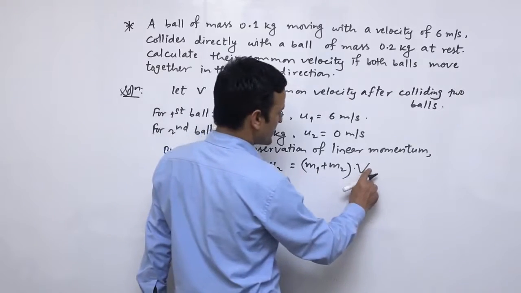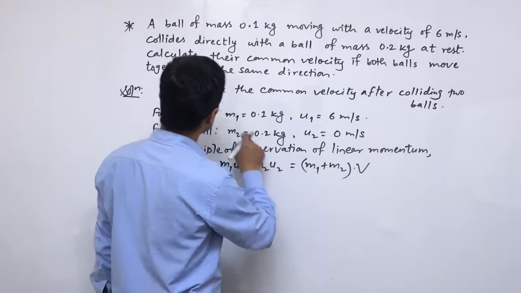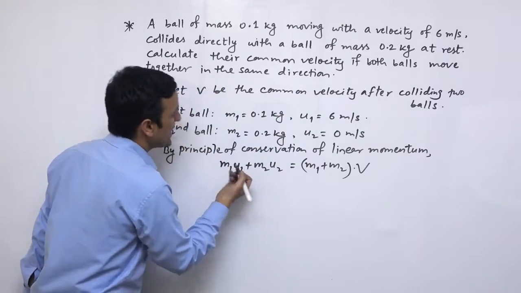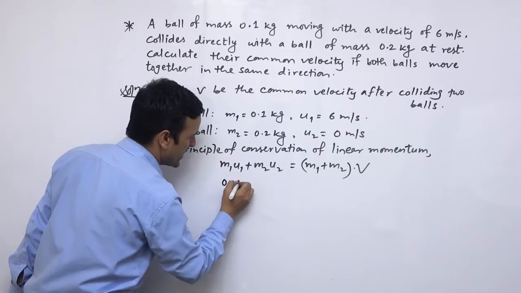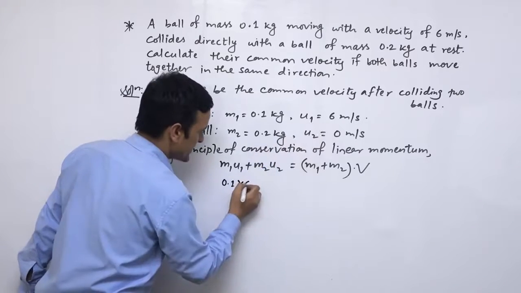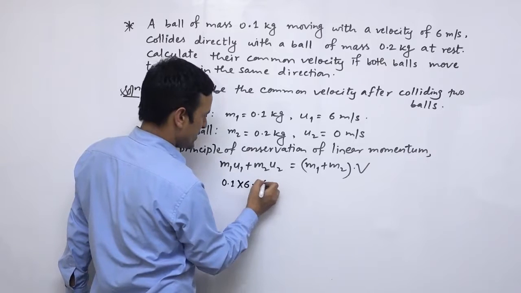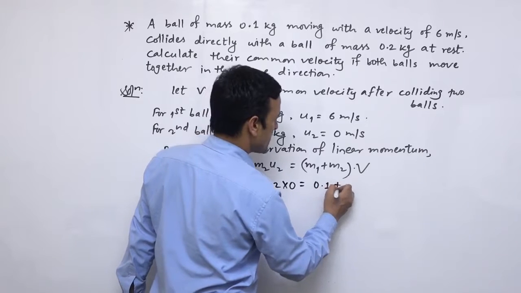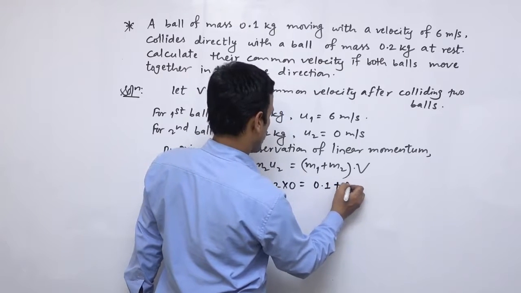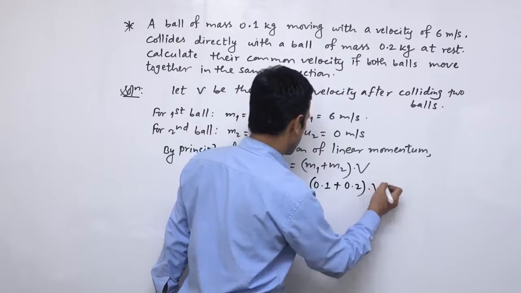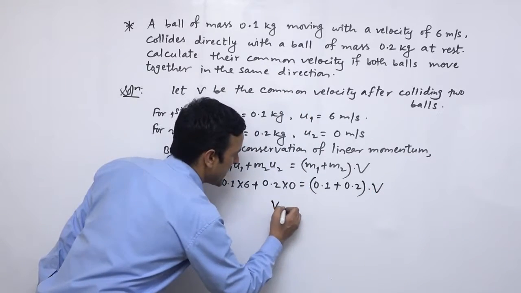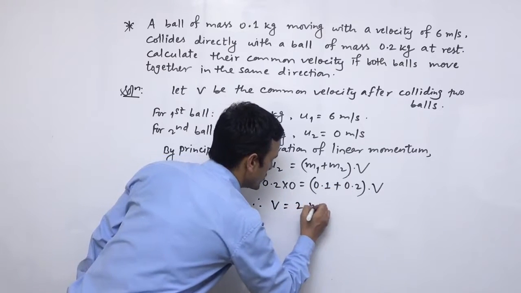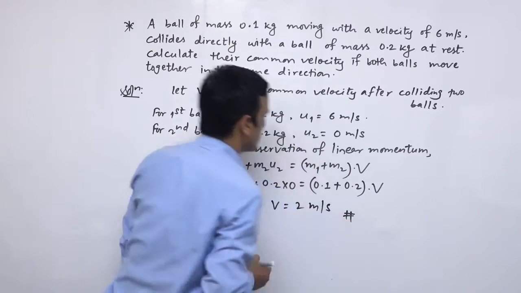So this is the common velocity, there is no difference velocity for this, so we can suppose it like this, v be the common velocity. So write down the value. m1 means it is 0.1 into u1 means it is 6 and m2 means it is 0.2 times 0 and m1 means 0.1 plus m2 means 0.2 times common velocity v. So v can be calculated by this expression and it is 2 meter per second. So this is the required solution.